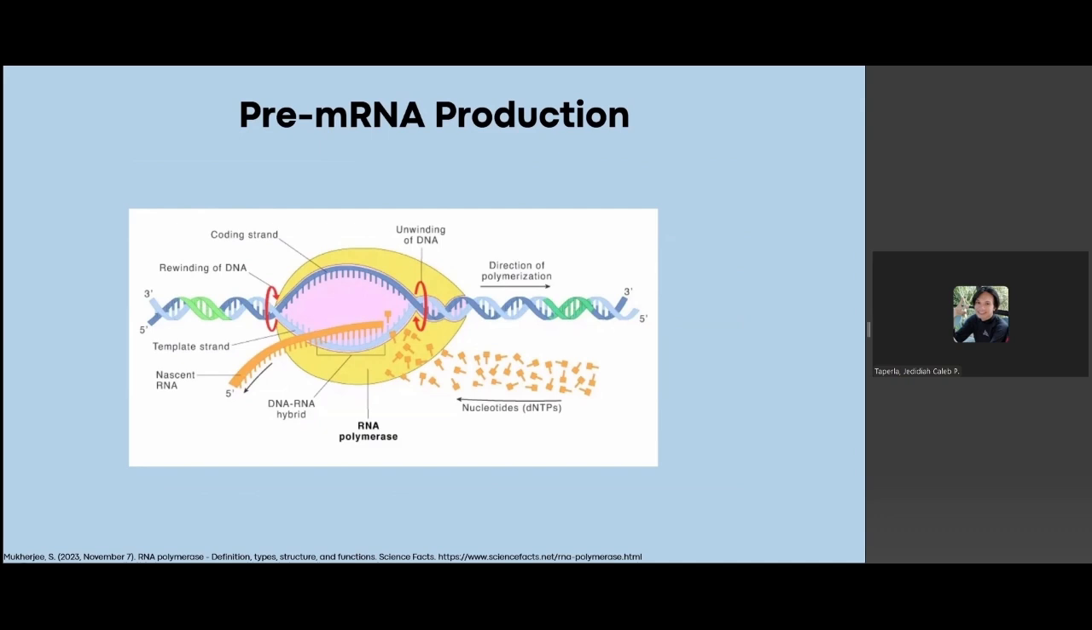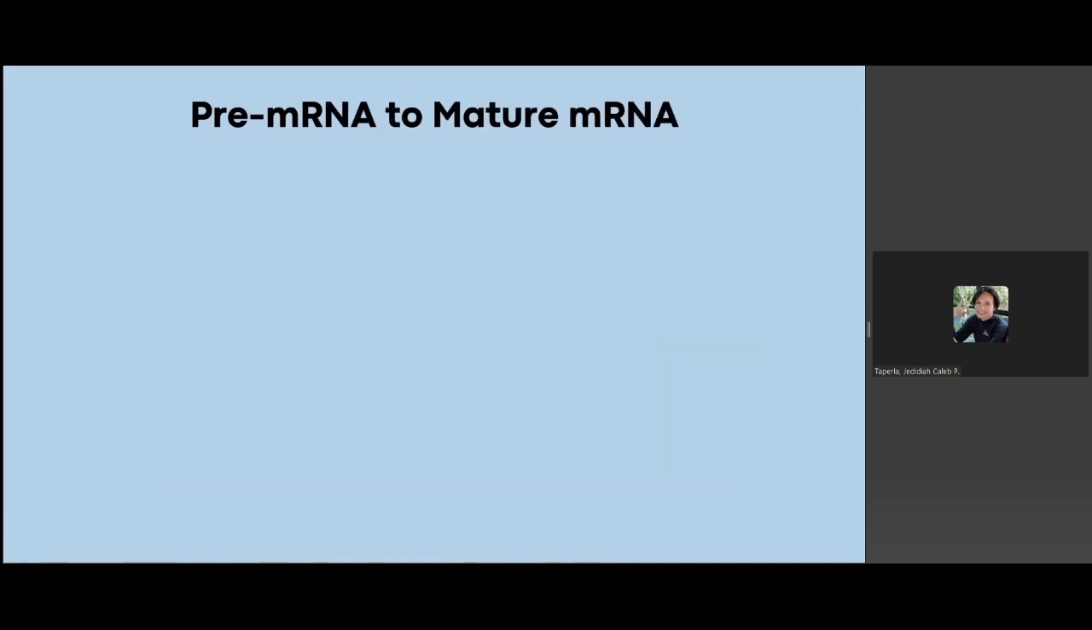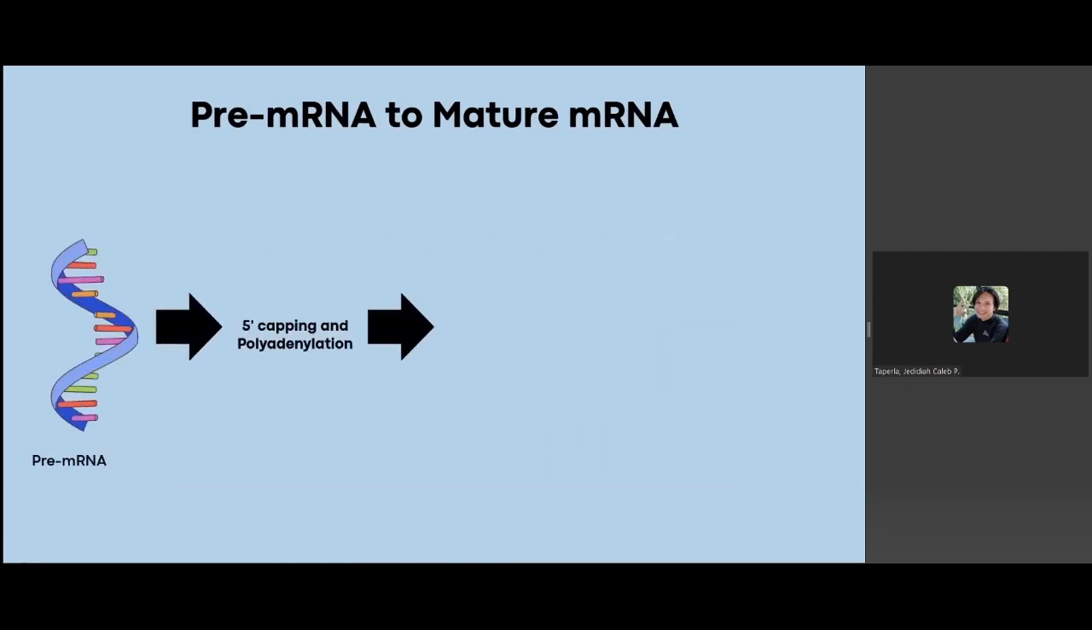Shown in the slide is the summary of the transcription. Next slide, please. So after we synthesize pre-mRNA, it will undergo two important modifications: first, the 5' capping and poly A tail, and the next one is RNA splicing.